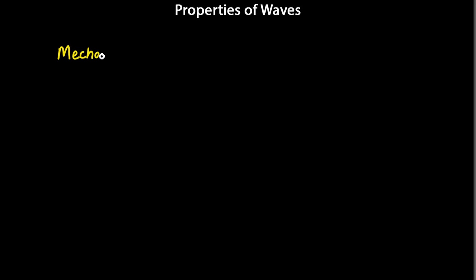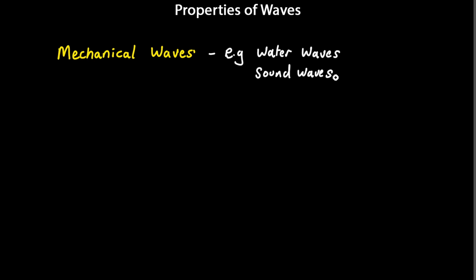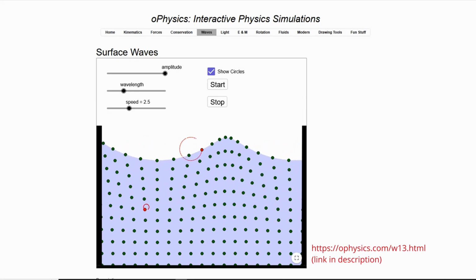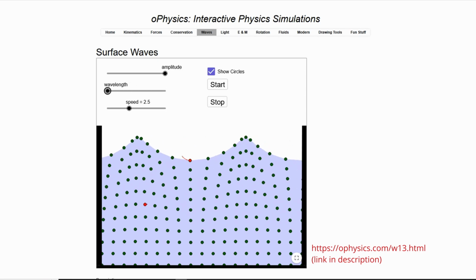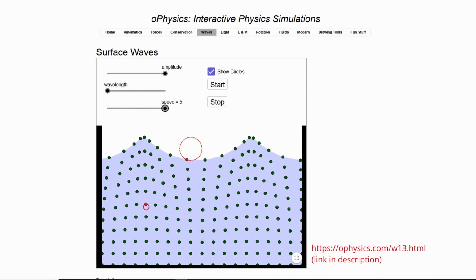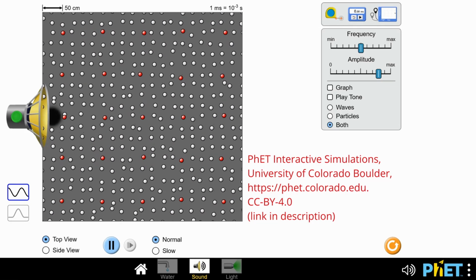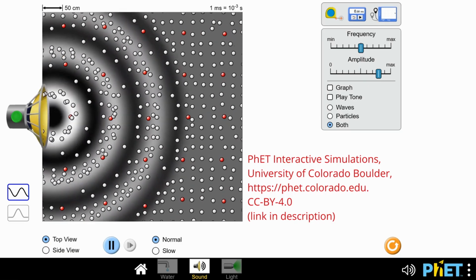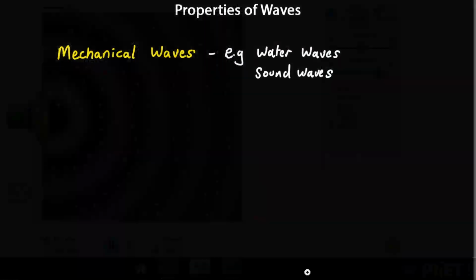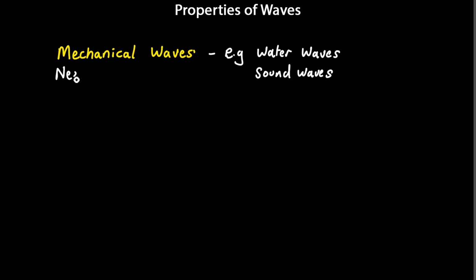Almost all waves require a material or a medium to travel in. These types of waves are called mechanical waves. Examples of these mechanical waves include waves you see on the surface of water. Another would be the sound waves that are transferring information from your speaker through the air to your eardrum. Sound waves can also travel through solids and liquids.